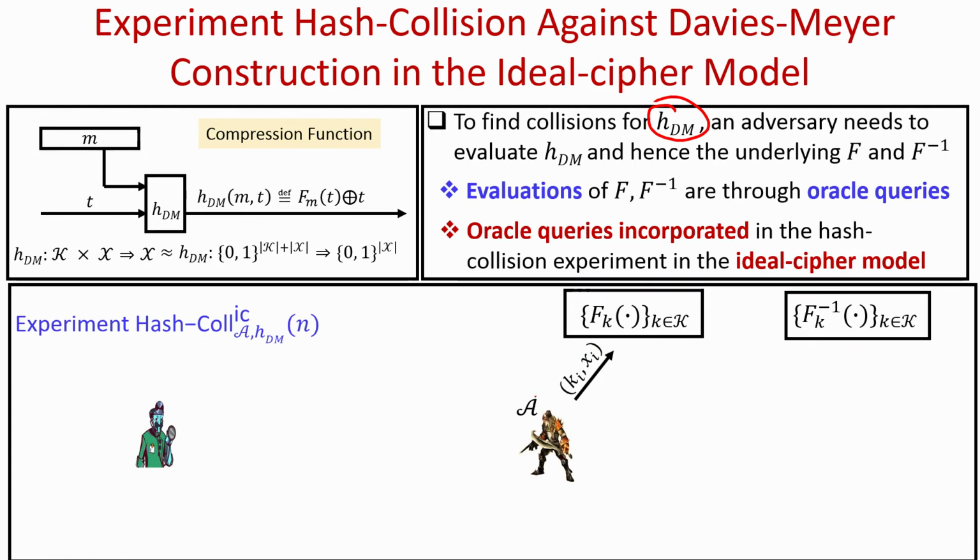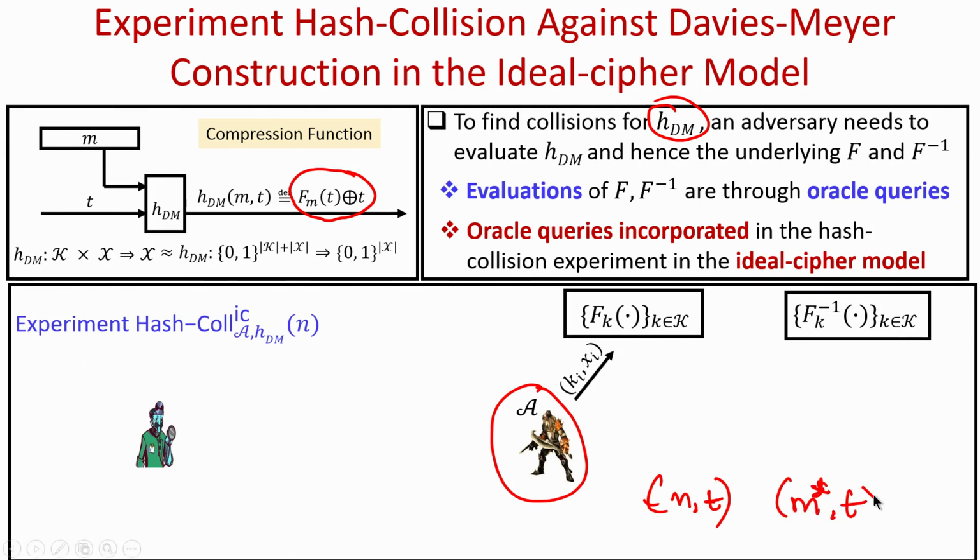Remember, the adversary knows the description of your Davis-Meyer hash function, namely that the Davis-Meyer hash function is basically f of t under the key m, XORed with the t part. The goal of the adversary is to come up with a pair m comma t and m star comma t star, which constitutes a collision with respect to this Davis-Meyer function. But since we are in the ideal cipher model, any value of f which the adversary would like to compute, or any value of f inverse, will now be made through oracle queries.